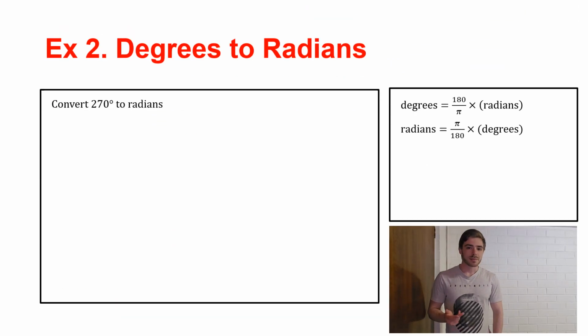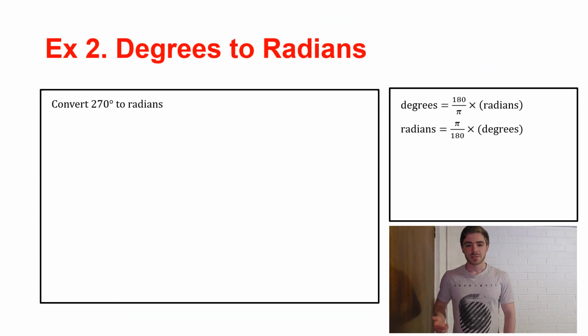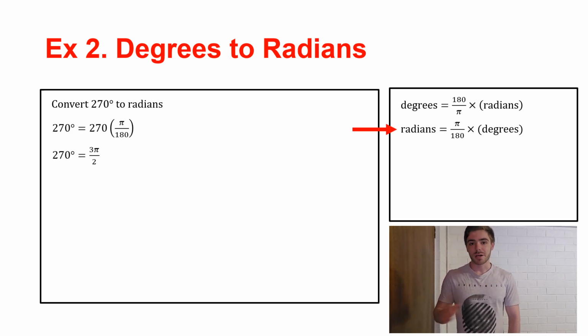One more example, but in the opposite direction. This time I have 270 in degrees, and I want to convert that to radians. So, just like I mentioned before, since I want to convert to radians, I want to multiply by pi to put radians in it, and I want to divide by 180 to take the degrees out of it.